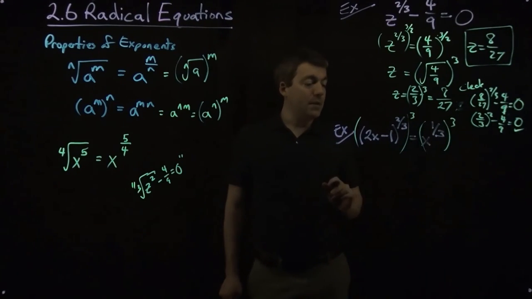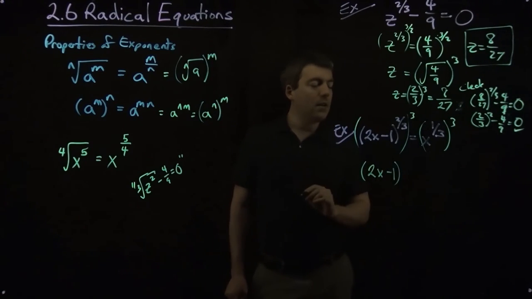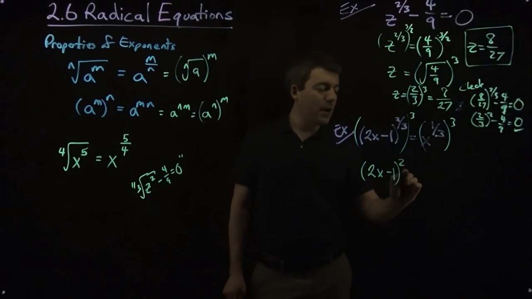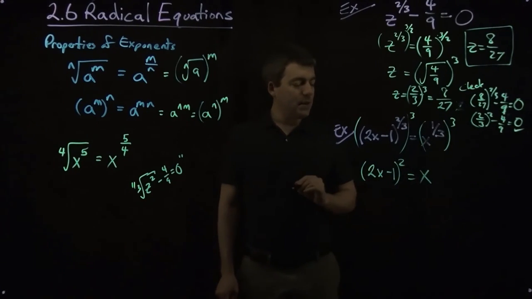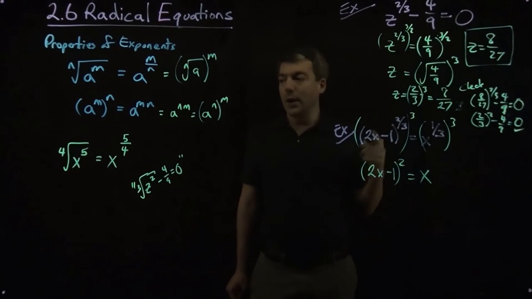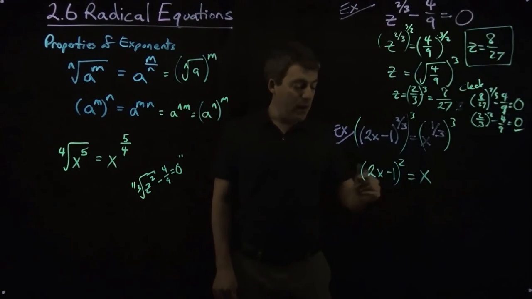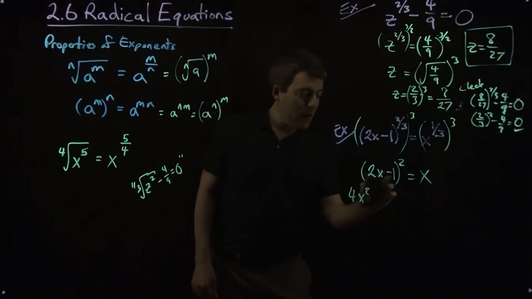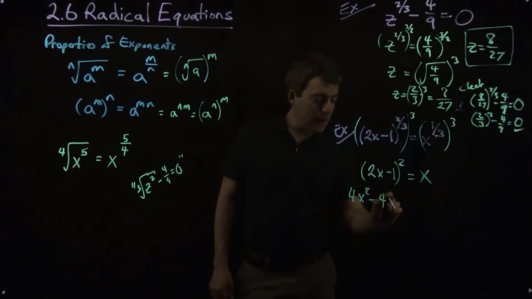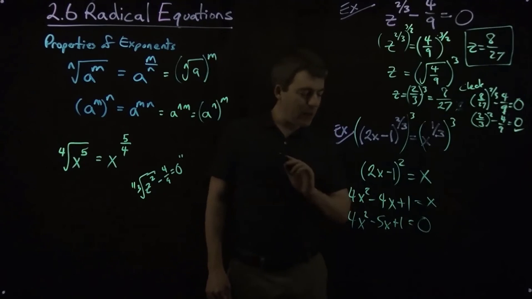That gets rid of the denominators. So we have 2x minus 1, and here we raise it to the second power. And then this is just x. So we'll raise this to whatever power we need to get rid of the denominator, and we can handle a square, right? And just multiply that out. So we have 4x squared minus 4x plus 1 equals x. Subtract the x. We have 4x squared minus 5x plus 1 equals 0.